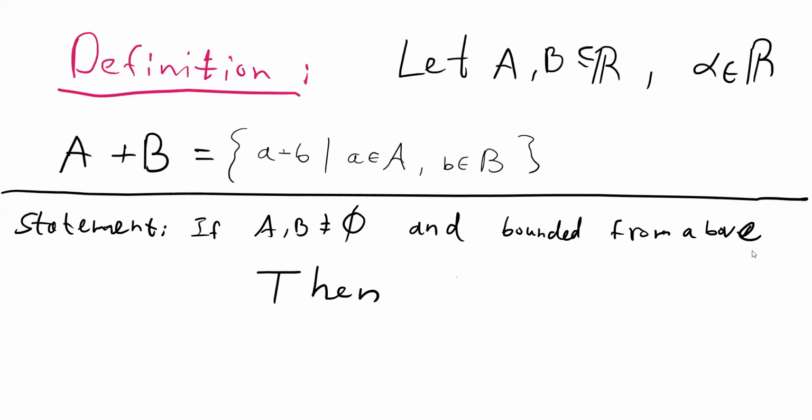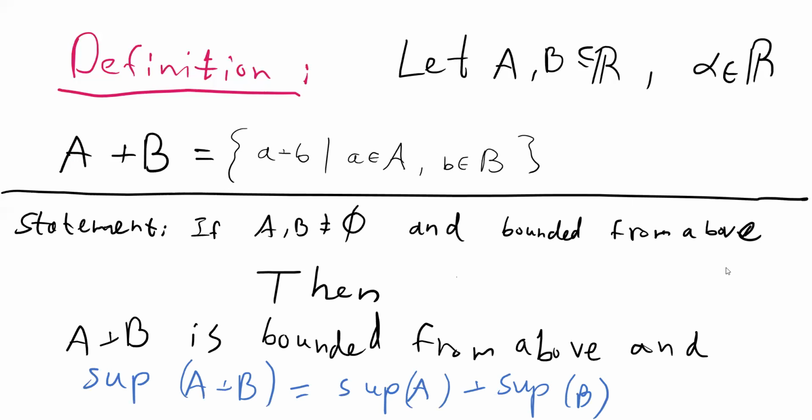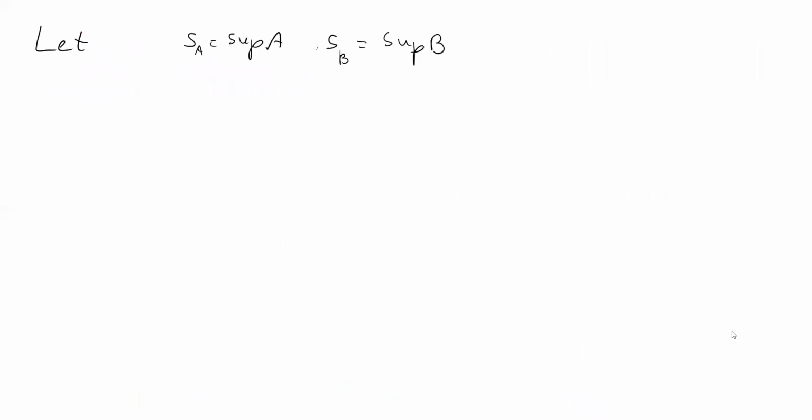Now let's prove that if A and B are non-empty and bounded from above, then A plus B is bounded from above, and the supremum of A plus B is equal to the supremum of A plus the supremum of B. Actually, we already saw the theorem that states that every bounded from above set has a supremum, so we know that there exists a supremum, but we need to prove that also the set of the sum is bounded and that the supremum of the sum is the sum of the supremums.